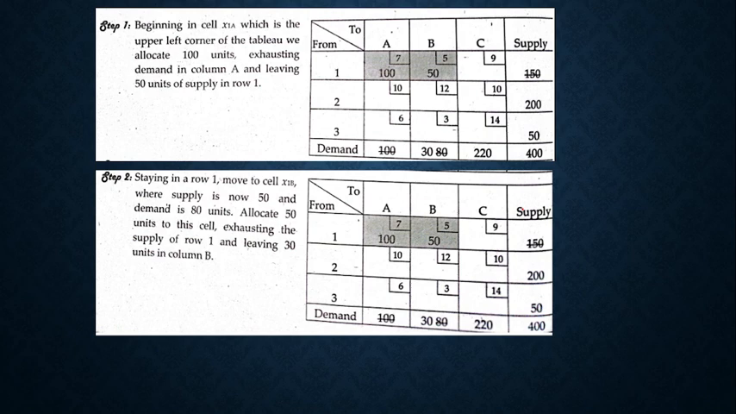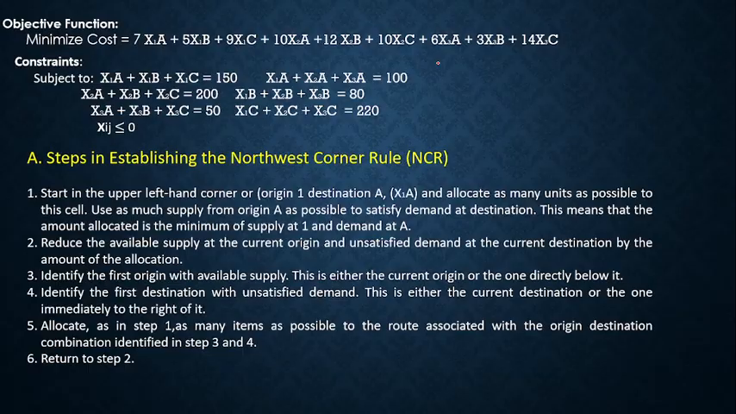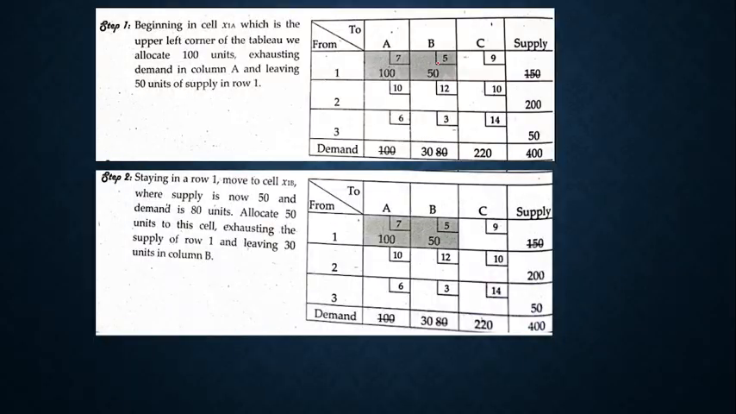Okay, step 1. Okay, so formulate the transportation tableau. Okay, so ito yung transportation tableau. So beginning in the cell, 'di ba? Northwest, 'di ba? NCR, the Northwest Corner Rule or the NCR. Okay, di ba? So, beginning in the cell X sub 1A. So, ito yung X sub 1A. So, dito tayo mag-start. Okay? The X sub 1A, which is the upper left corner of the tableau.